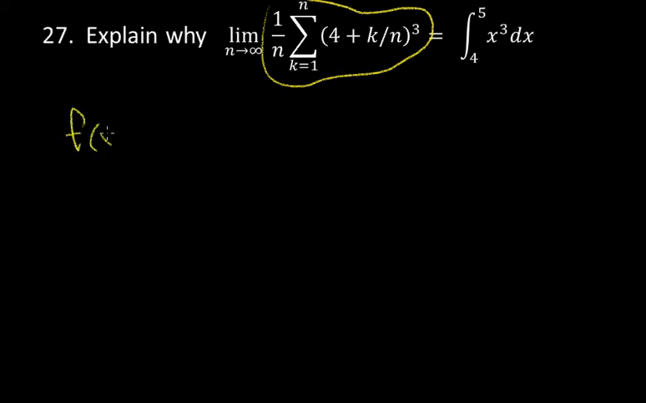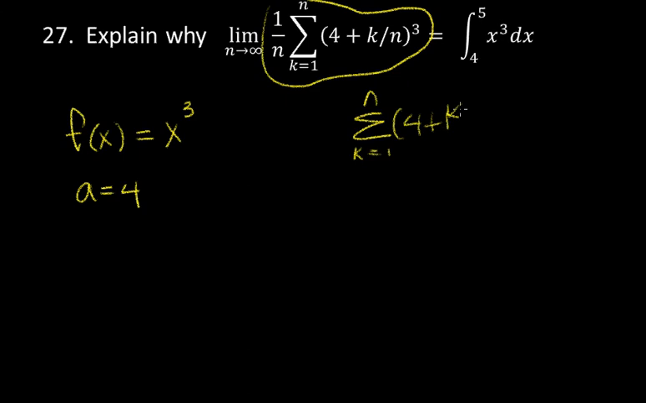Well, the first thing we can see is that the function is x cubed, because we see this is cubed. And if this is a right endpoint, which it appears to be, a must be equal to 4, because we see 4 plus k times 1 over n. Oh, and here's 1 over n here. So this could have been written this way: the sum from k equals 1 to n of (4 plus k times 1 over n) cubed, times 1 over n.